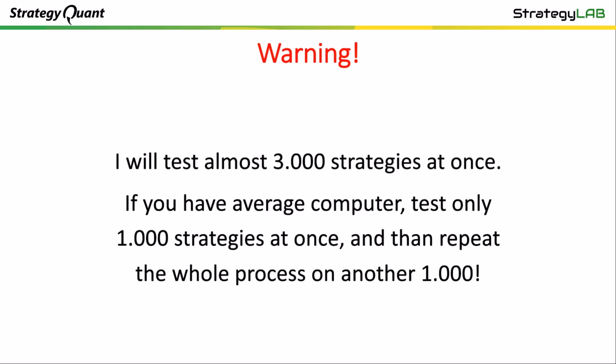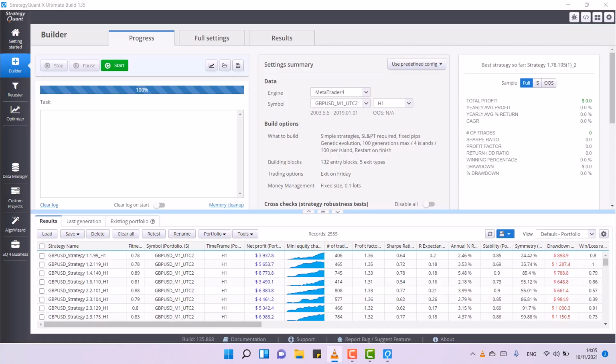Before we move to the StrategyQuant, there is one thing I want to say: I've got prepared about 3,000 strategies that I'm going to use for testing. If you have an average computer or laptop, please use only 1,000, make all the tests, then you can test another 1,000 and so on and so on. So now we can go to the StrategyQuant.